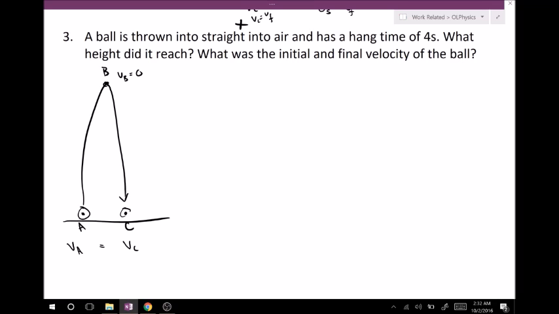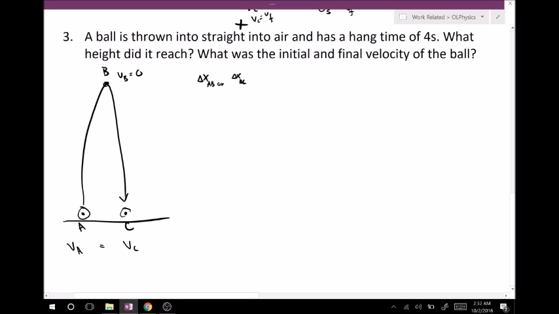So first, what height did it reach? So we are looking for a change in x. Specifically, it's either from A to B or the change in x from B to C. I'm going to tell you right now, finding the change in x from B to C is going to be much easier just because everything's going to be moving in the same direction. If you find the change in displacement or the height using A to B, then you have a negative gravity. You'll have an upward moving ball. It can be a little bit messy.